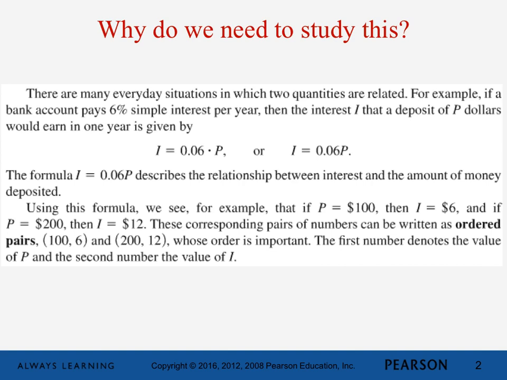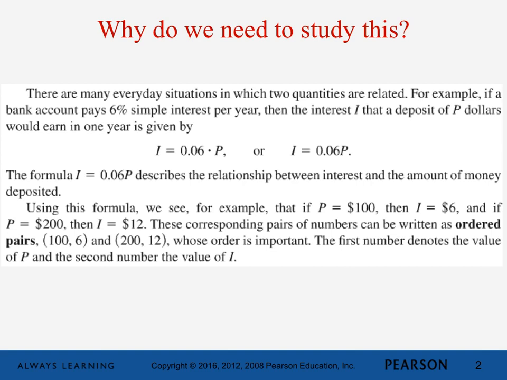So the first thing we want to talk about is, why do we need to study this? Why are we even doing this? Well, you're business majors, and there are a lot of everyday situations where you have two quantities that are related. For example, if you're talking about a bank account that pays 6% simple interest per year, the interest I that a deposit of P dollars could earn in a year is given by I equals 0.06 times P.